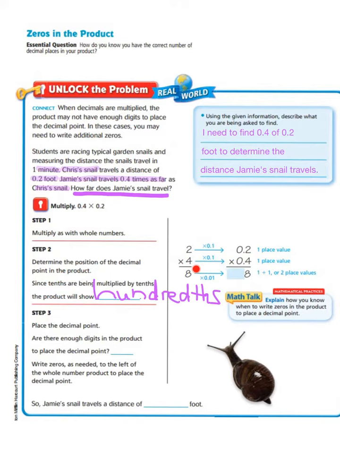But wait a second, let's look at step 3. Step 3 says to place the decimal point. Now, are there enough digits in the product to place the decimal point? Well, we've only got 1 place. So the answer to that would be no.